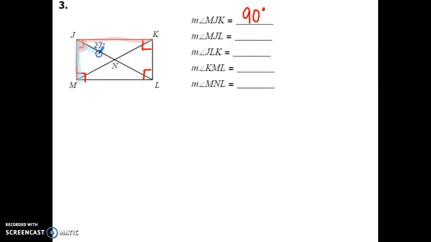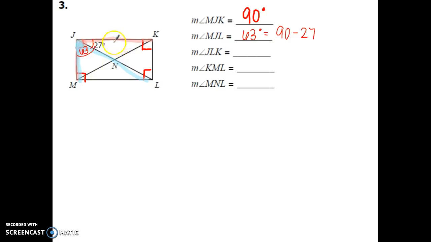So MJL right here, we are talking about this angle now. This lets us know that this angle right there does equal 90 degrees. We just found that out. But this half right here is 27. So the way we can find the other half is just, of course, saying 90 minus 27, and we should get 63 degrees. So now we know this right here does give me 63 degrees.